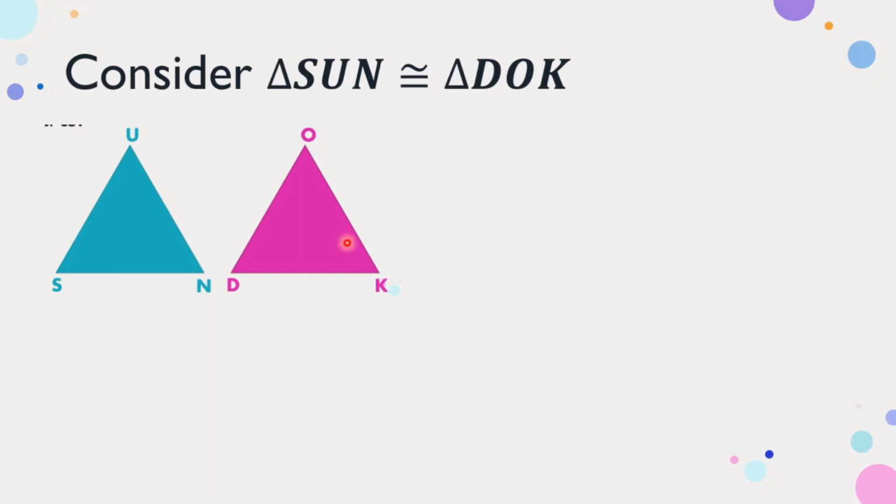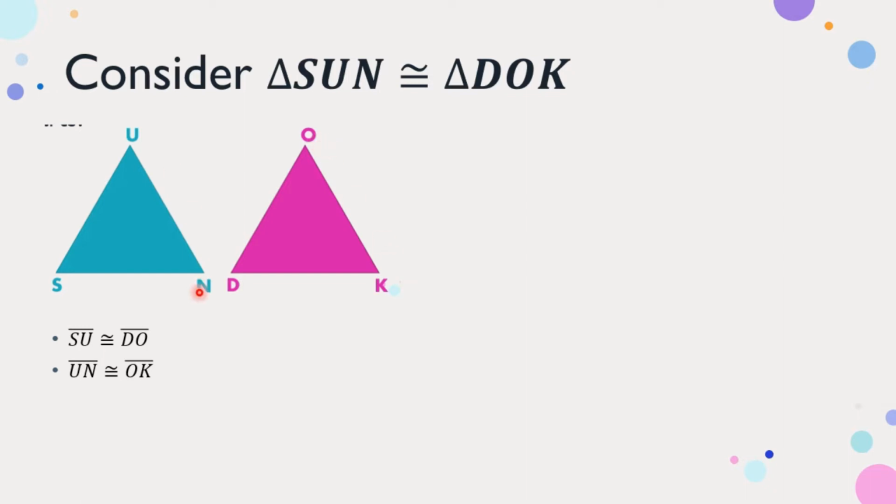Now, with these two triangles as congruent, let's have 6 congruent statements based on their parts. Bakit 6? Kasi meron po tayong 6 na parts ng triangle. So we have the first one: segment SU is congruent to segment DO. Bakit daw po sila congruent? Because they are corresponding and the two triangles are congruent. Next, we have segment UN is congruent to segment OK.